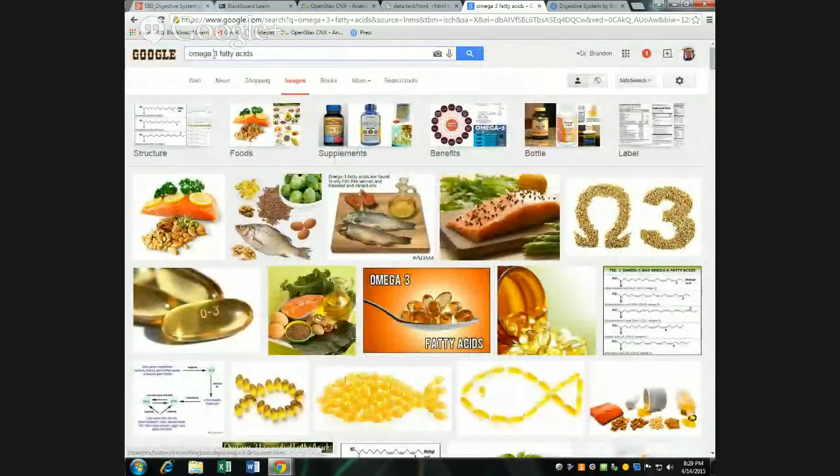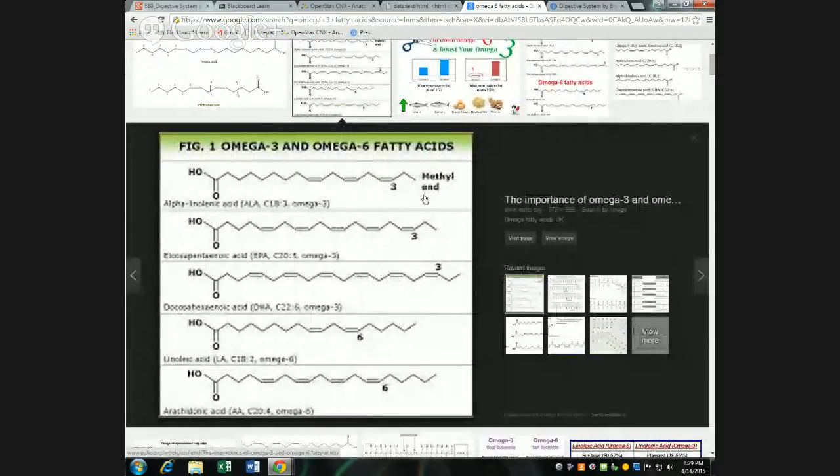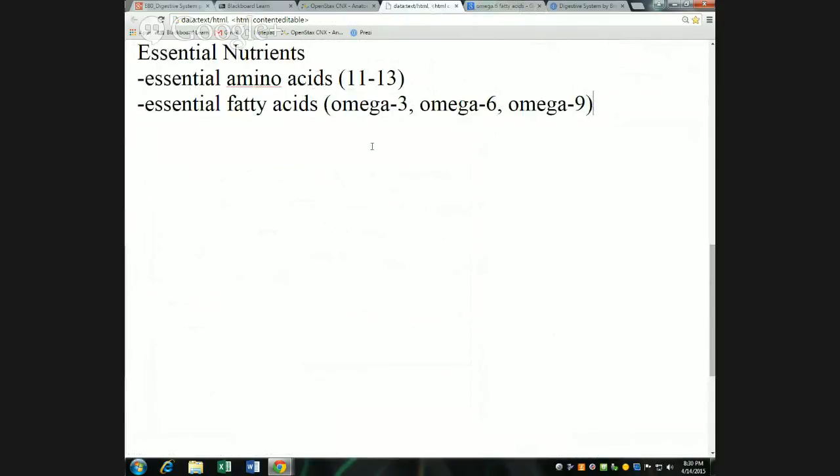I suppose if I change this 3 to 6, we'd get some other pictures. Yeah. So here's another picture. Like this is kind of what I was just showing you a second ago. If the first double bond is in the sixth position, then that's an omega-6 fatty acid. And the same thing for omega-9s, which are not as crucial. The 3s and 6s are more important, but omega-9s can be considered essential fatty acids too. So that's just a quick sort of definition of what those essential nutrients are.